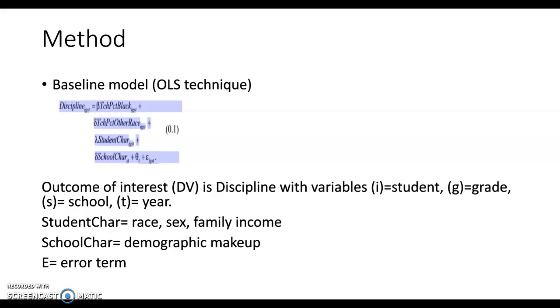Methods. The baseline OLS regression model is pictured on the slide. As you can see, the outcome of interest is discipline, with the variables I for student, G for grade, S for school, and T for year. The student characteristic variable, as you can see, includes race, sex, and family income. The school characteristic variable includes demographic makeup, and the E stands for the error term.